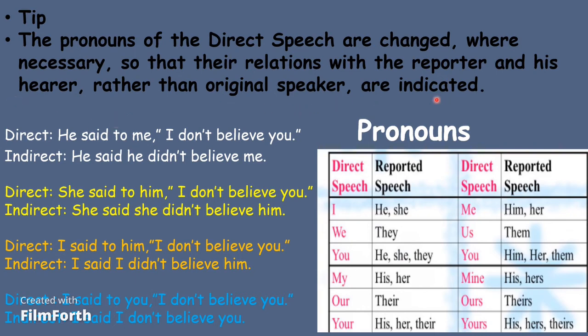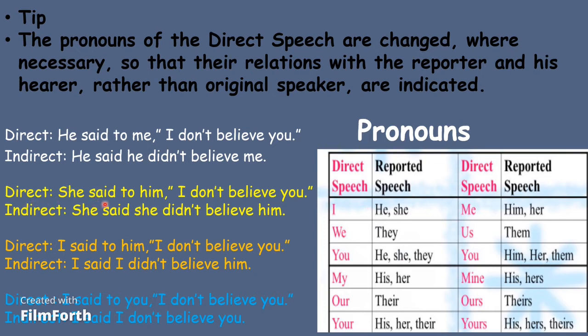So let's do some examples. It becomes very clear with examples. Direct speech. He said to me, I don't believe you. So he said, you can use that also, children. It's not wrong. Even without that, if the sentence grammar is okay, we can omit it also. He said he didn't believe me. So here I has become he, or it is she, depending on the statement.